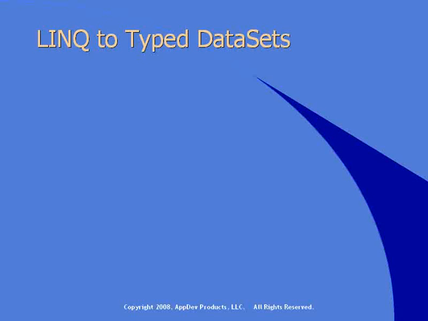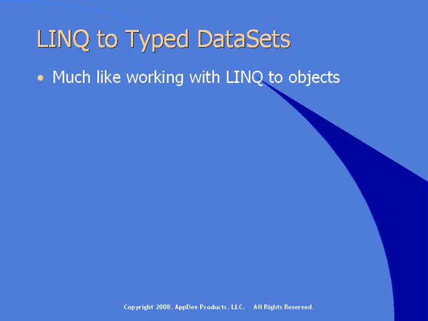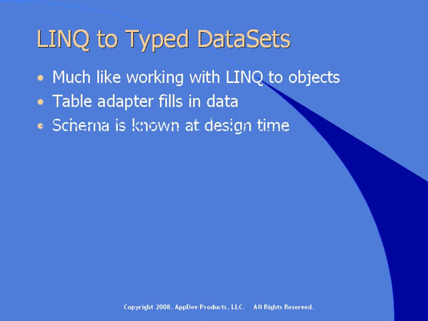Let's start then with the easier case, using LINQ to typed datasets. Like I said, this is just like working with LINQ to objects. The table adapter fills in the data, and the schema is known at design time because the typed dataset is a class that represents your data. Let's try an example that uses LINQ to typed datasets, and you'll see it's really not much different than what you've seen already.